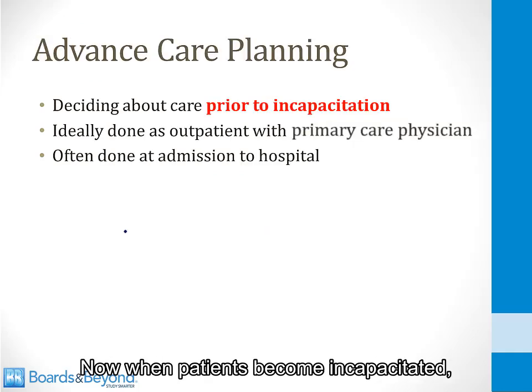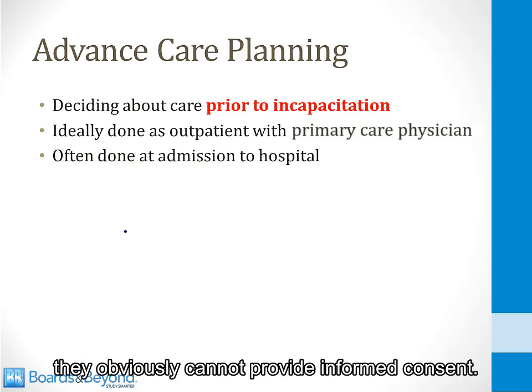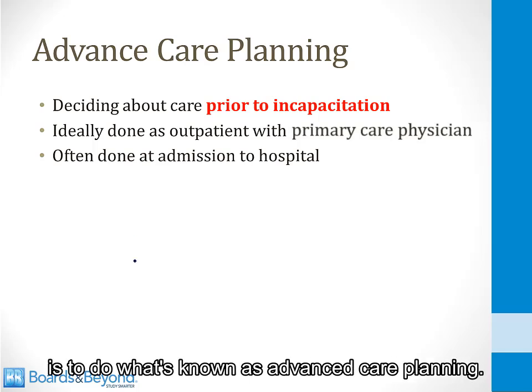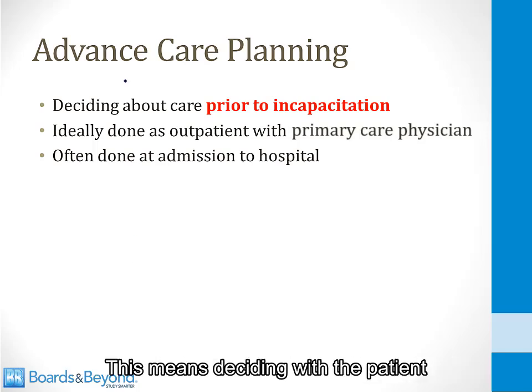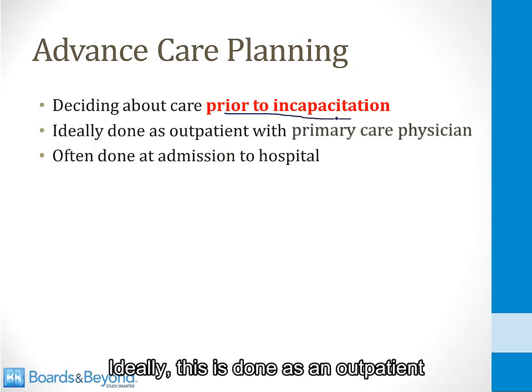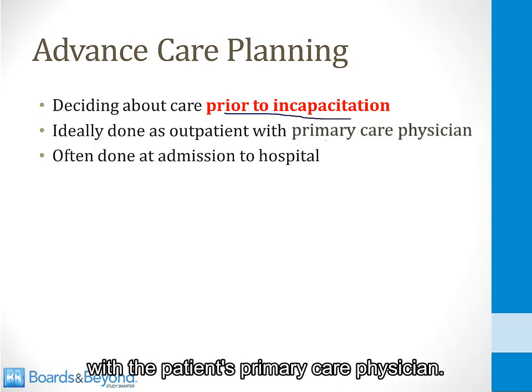Now, when patients become incapacitated, they obviously cannot provide informed consent, and the ideal way to handle this is to do what's known as advance care planning. This means deciding with the patient about what they want for care prior to incapacitation. Ideally, this is done as an outpatient with the patient's primary care physician.